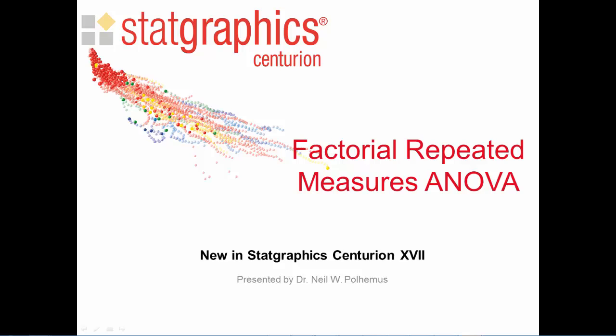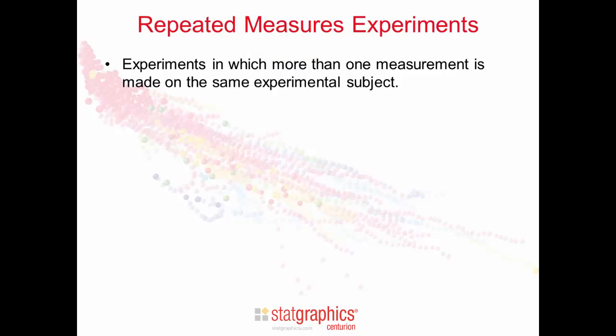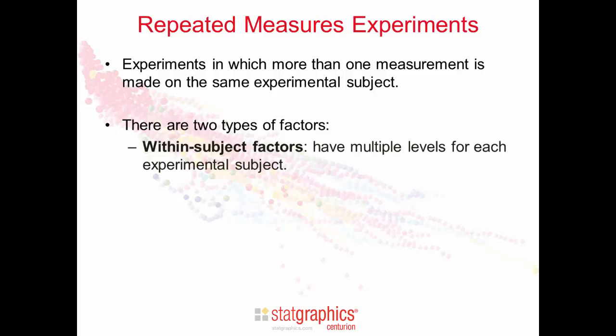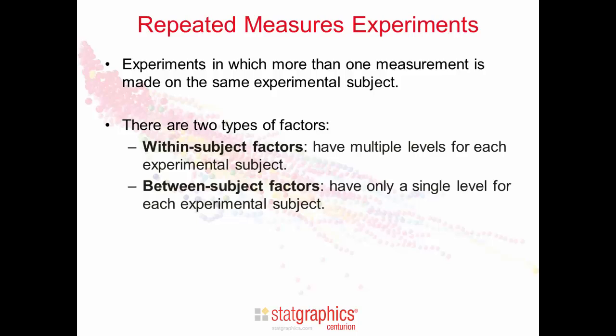This video describes the new Factorial Repeated Measures ANOVA procedure in Statgraphics Centurion 17. Repeated measures experiments are experiments in which more than one measurement is made on the same experimental subject. There are two types of factors in these experiments. There are within-subject factors, which have multiple levels for each experimental subject. And there are between-subject factors, which have only a single level for a particular subject.